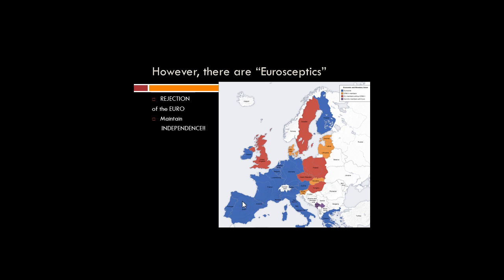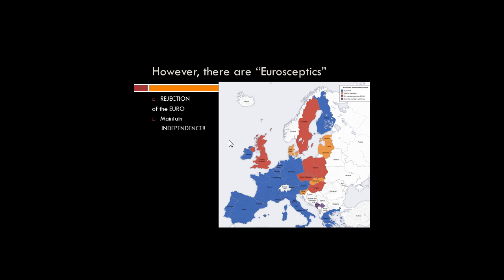Let's talk about these skeptics, though. Not everyone in Europe is a fan of the European Union. There are some countries, for example, that flat out rejected the use and conversion to the euro. The reason they did so is because they thought about it and they said, you know what, we still want to have our own currency. We don't want it controlled by a distant capital. We want to control our currency in our own capital city.